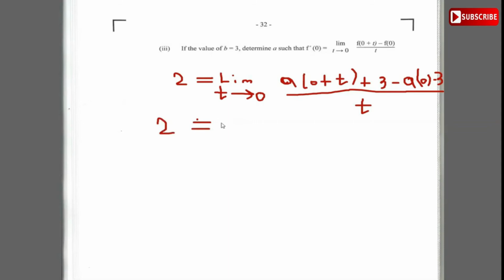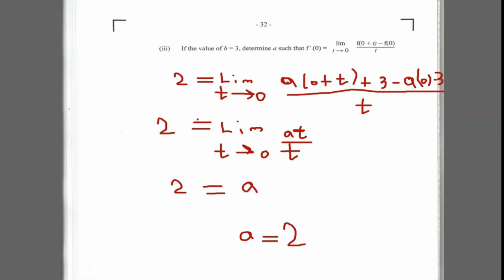So I'm getting the limit as t goes to 0 of, I plug in this now, I get at, and then 3 minus 3 cancel each other. So it's the limit of at over t. The t's cancel, and so the limit of at over t is a, and therefore a is equal to 2. That's the answer. a is equal to 2.